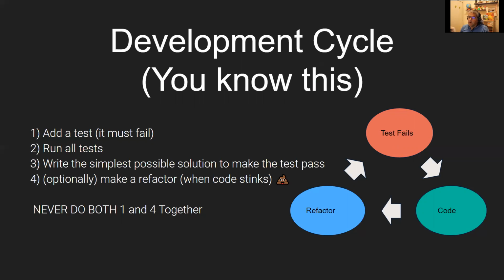And then in step three, we need to write the simplest solution, never programming more than necessary, following the KISS (keep it simple) and YAGNI (you aren't gonna need it) principles. And optionally, step four asks us to do a bit of refactoring of the code when it starts to stink. We should never do steps 1 and 4 at the same time. This is known as the TDD cycle. You can see it in the bubbles.